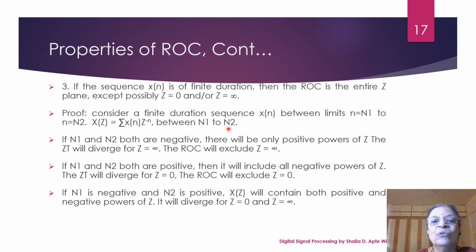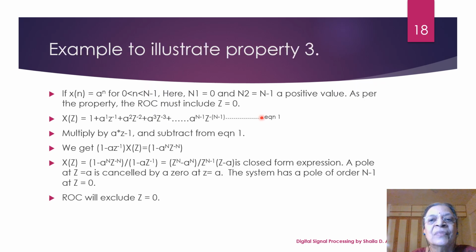If n1 and n2 both are negative, then in that case it excludes z equal to infinity. When both are positive, it excludes z equal to 0. Now let us consider one example that will illustrate this property.